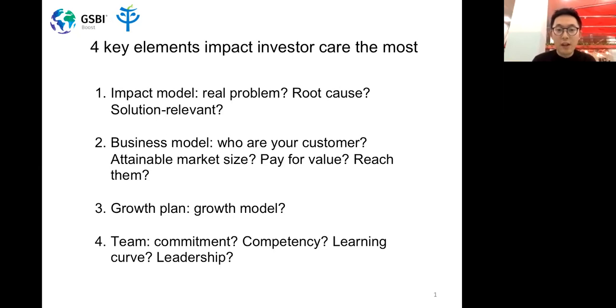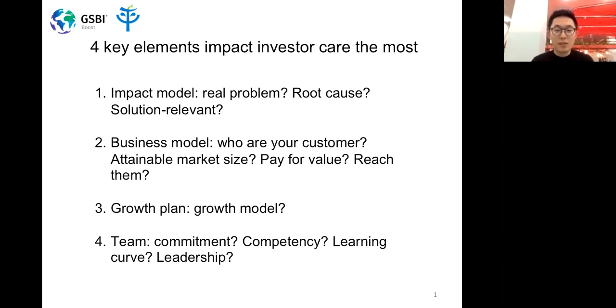For the third thing, impact investors really care about how you can scale up, not only in impact but also in business. So what is your growth plan, at what scale, in how many phases, and how many years do you want to take to grow your scale-up plan? This is what we really care about. And the fourth is team profile.